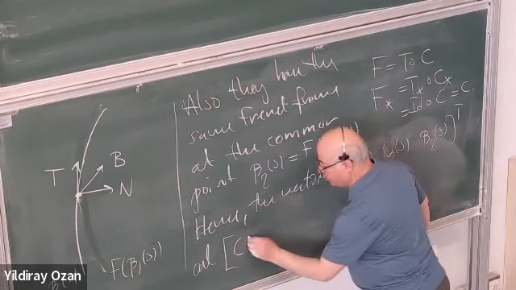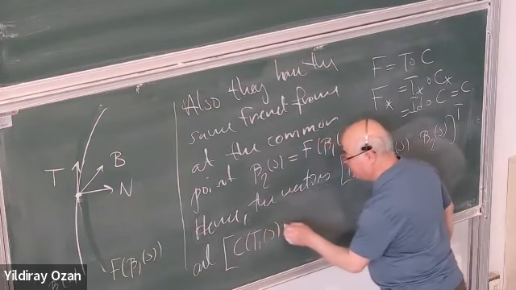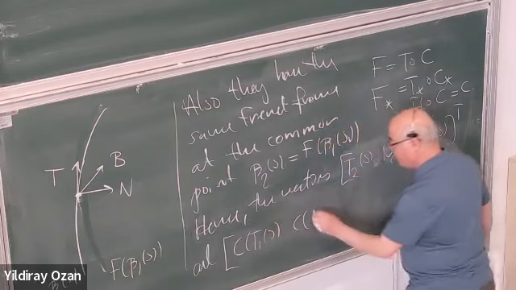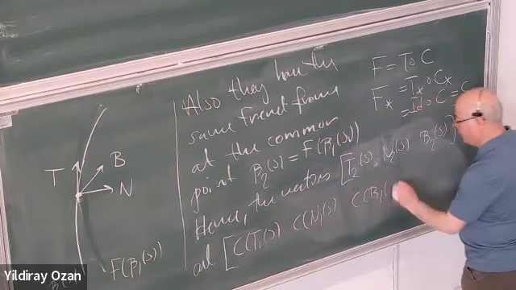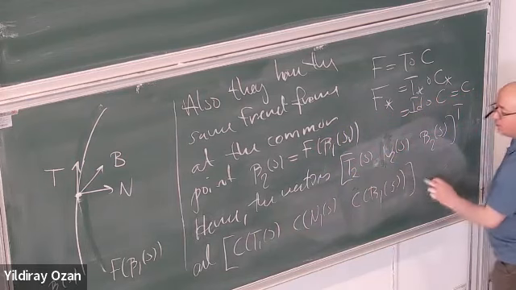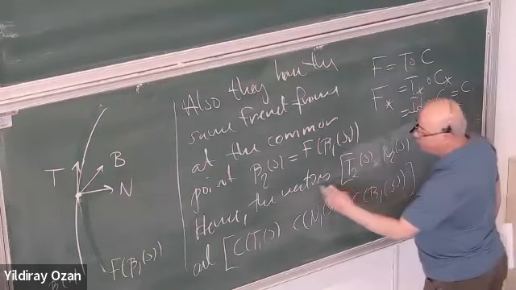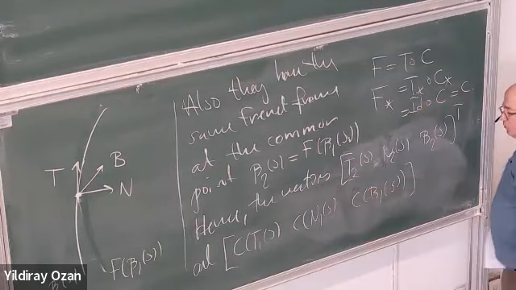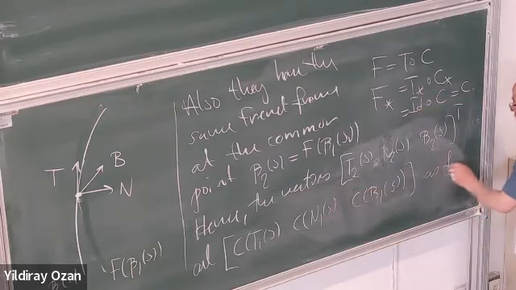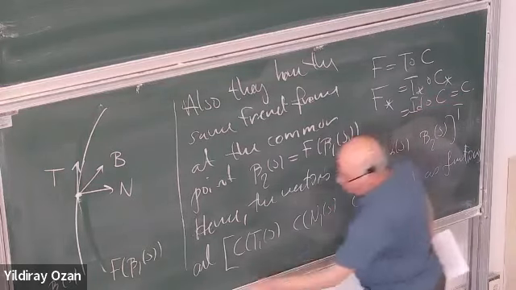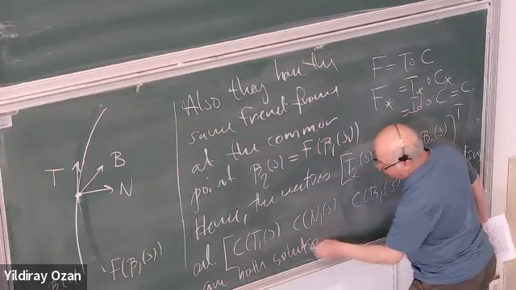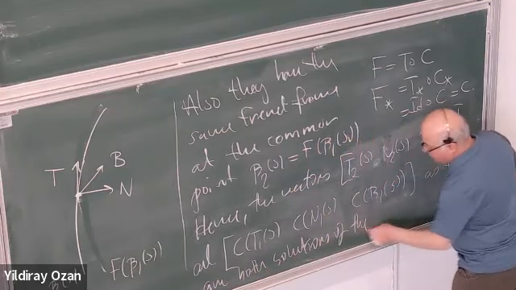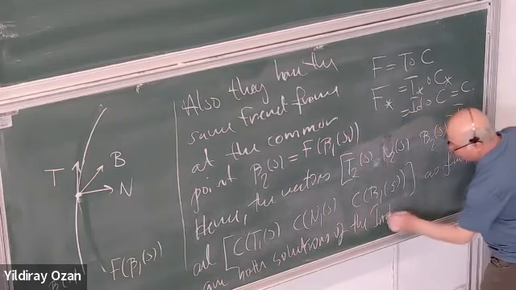C of T1(s), C of N1(s), C of B1(s), vector valued functions, of course, as functions are both solutions of the initial value problem.